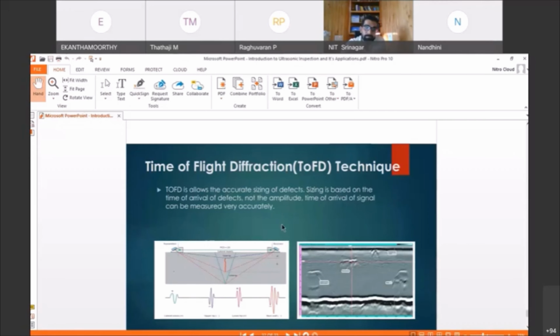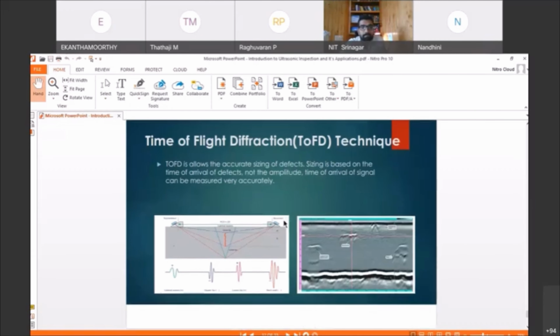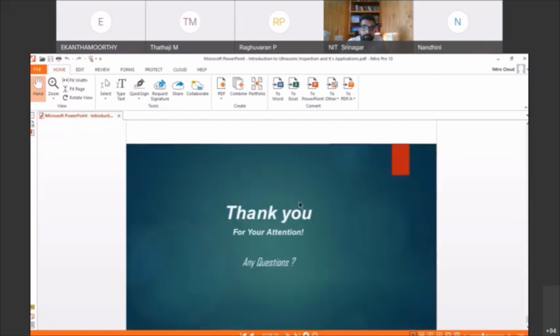Okay, these are the techniques. Initially, we have seen NDT, the different methods, the techniques, advantages and applications, the real-time applications and instruments, and the advanced techniques like TOFD and PAUT. Okay, thank you.